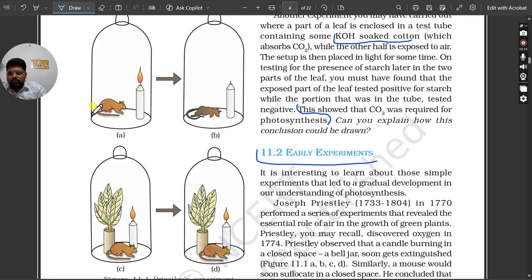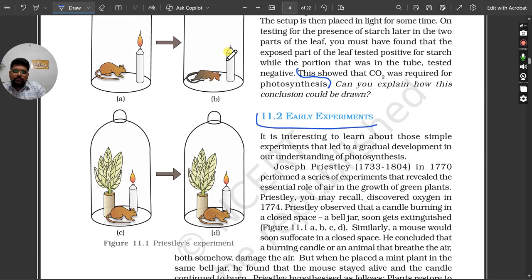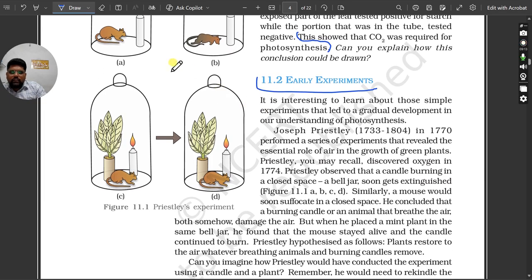What he did was take a jar, light a candle inside it, and keep a mouse in it. So he closed the burning candle and the mouse inside a jar and kept it for some time. After some time he observed that the candle was off and the mouse was dead. But when he did the same setup with a mint plant inside, after some time he saw that the candle was still burning and the mouse was still alive.